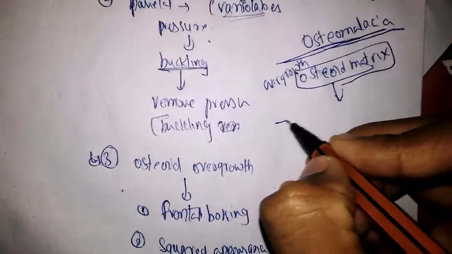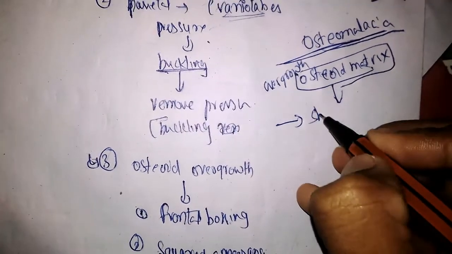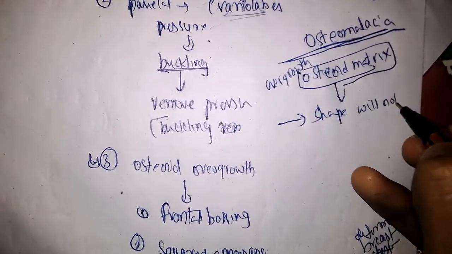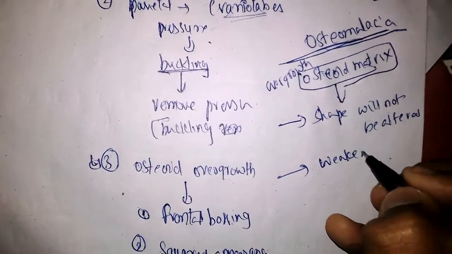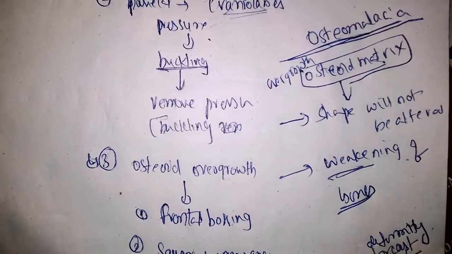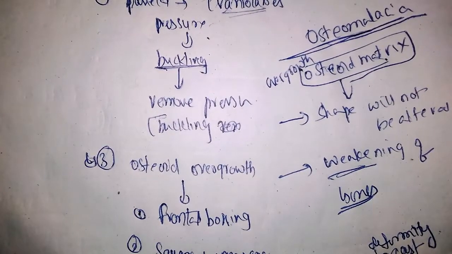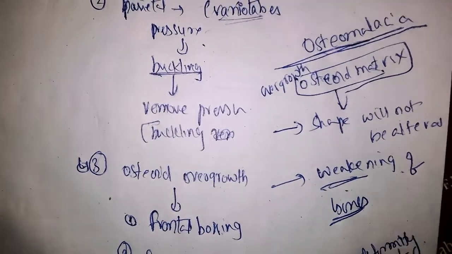In osteomalacia, the shape of the bone is maintained. The shape will not be altered. But the thing that happens is weakening of bones takes place. Due to this weakening of bones, there will be fractures or microfractures. Okay, the main effect is weakening of bones. This is something about skeletal changes in vitamin D deficiency.